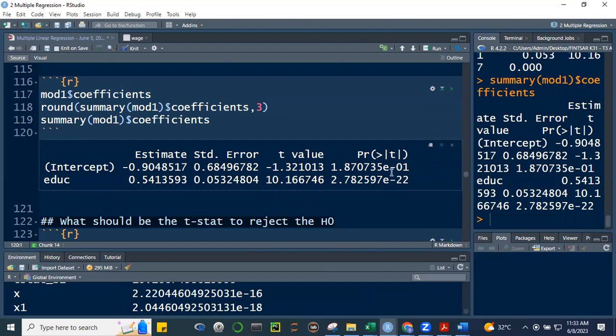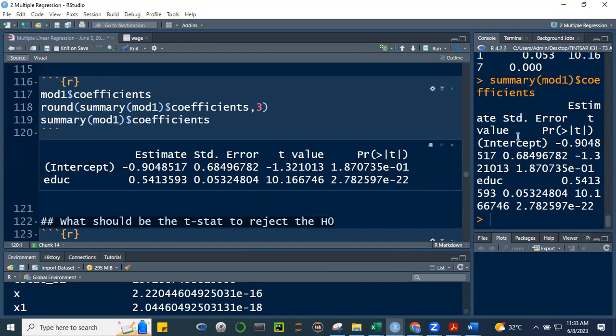Based on this, for the intercept, this is to the -1, so that's 0.187. That's greater than 0.05. So the inference here is that we fail to reject the null hypothesis that B sub 0 is equal to 0. On the other hand, for education, where the hypothesis is B1 is equal to 0, we definitely reject the null hypothesis that B1 is equal to 0, because your p-value here is much less than 0.05.